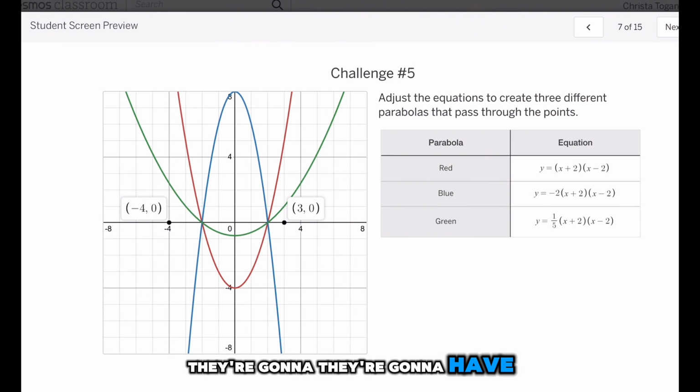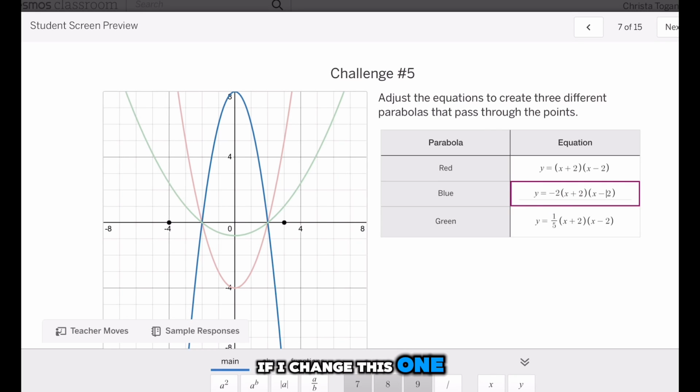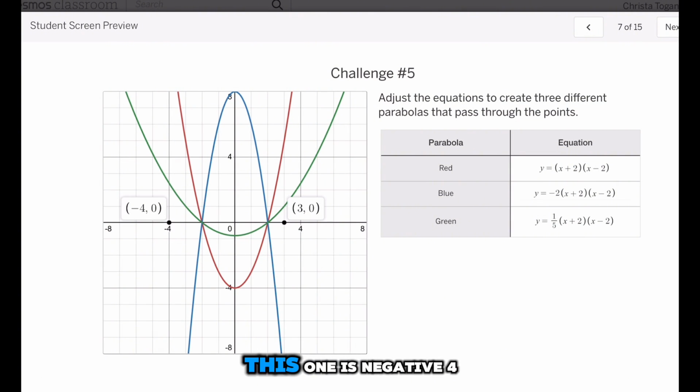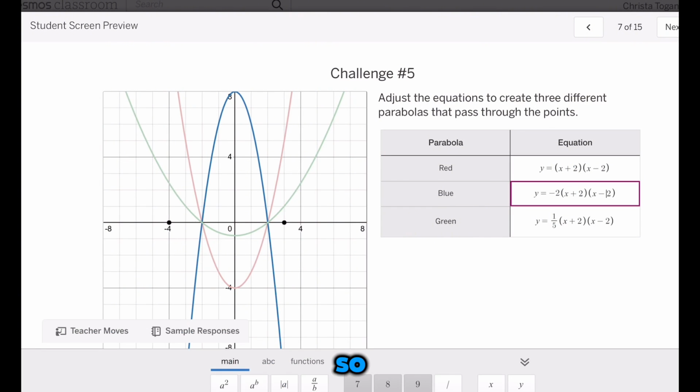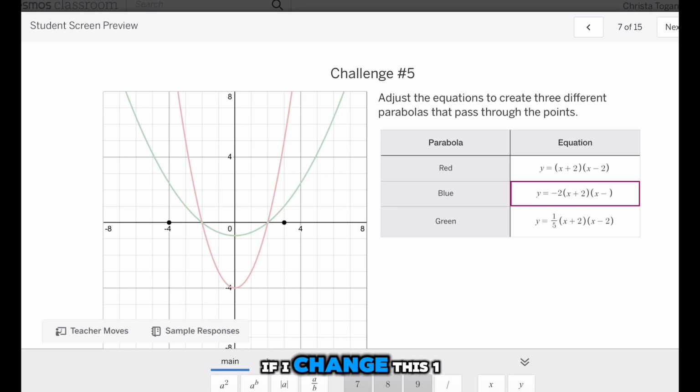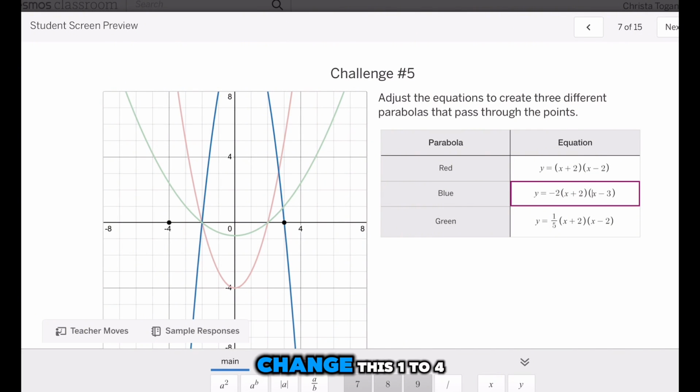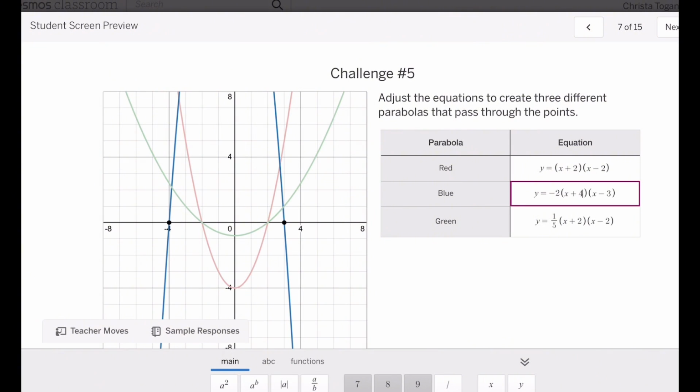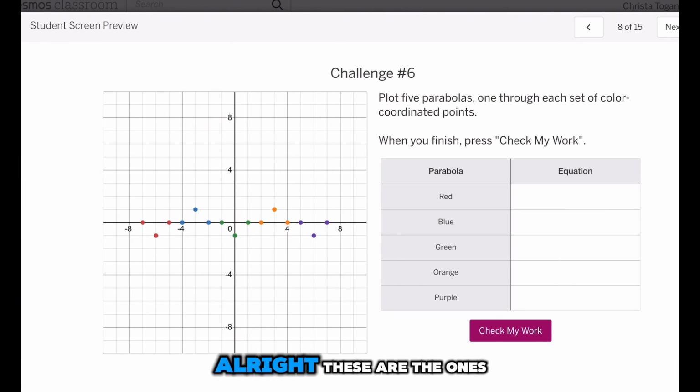They're going to have maybe different vertex. Well, of course they do, because even if I change this one to, what is it going through? This one is 3 and this one is -4. So if I change this one to 3 and then I change this one to 4, my parabola is going through both of those points. Do you see that? Now you have to figure out the other 2. All right. These are the ones that I think are the most fun. Okay.